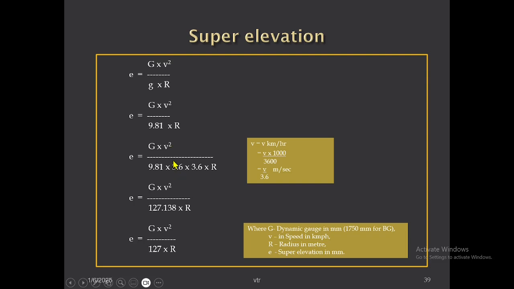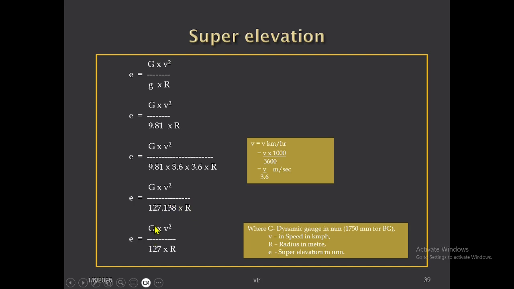When v squared by mean v by 3.6, 3.6, 3.6. So one more time we are multiplying. This conversion we are applying, and also 9.81. And so finally this will be your G squared by 127.138 R.